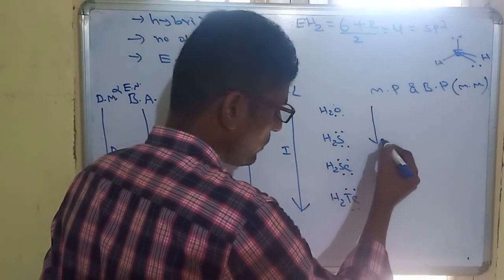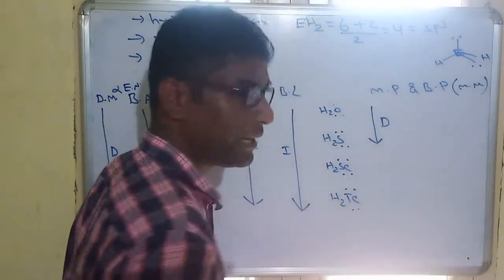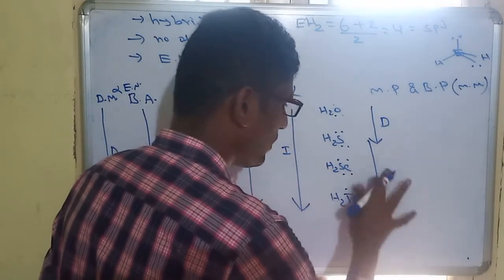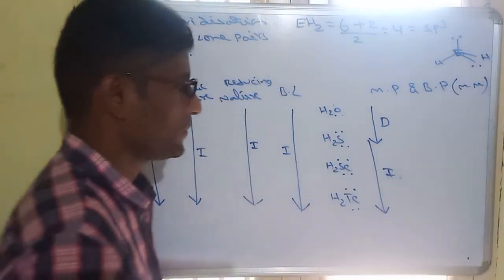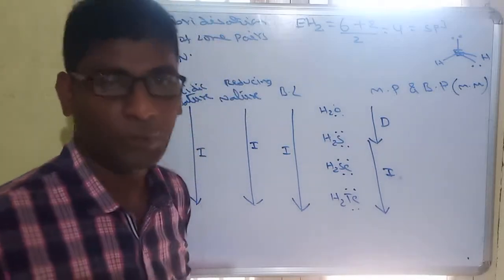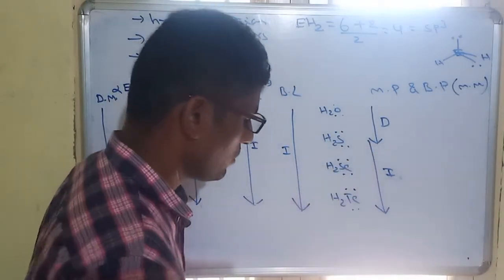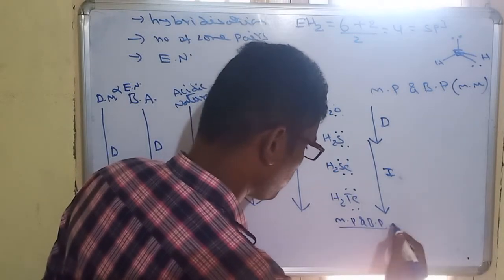From water to H2S, the melting point and boiling point will decrease, and for the remaining ones, the melting point and boiling point will increase. So actually, top to bottom should increase due to mass, but from first to second it decreases, and the remaining all increase. So I am giving the melting and boiling point order here.